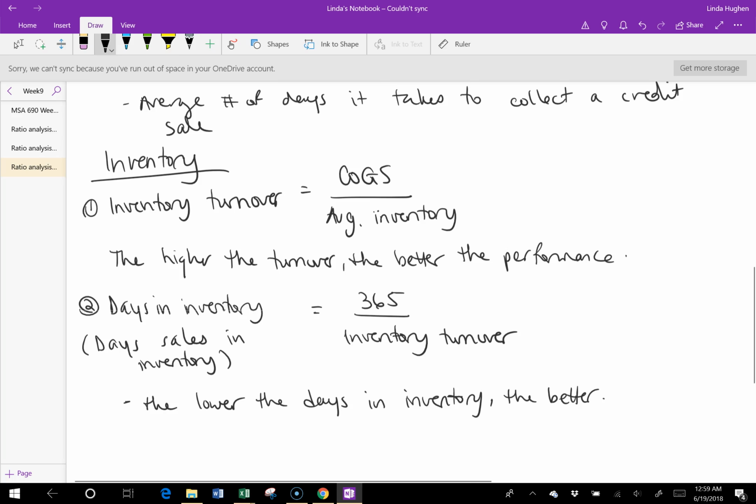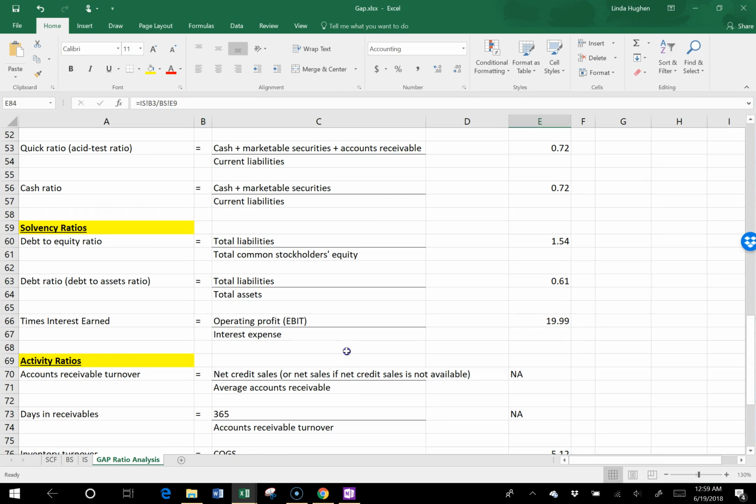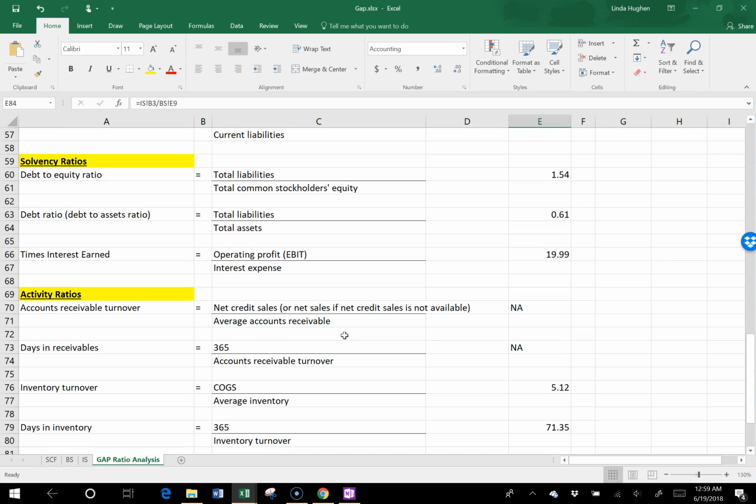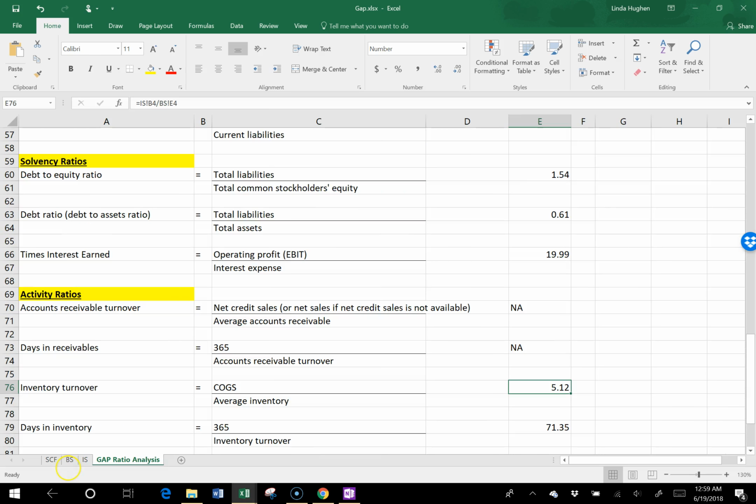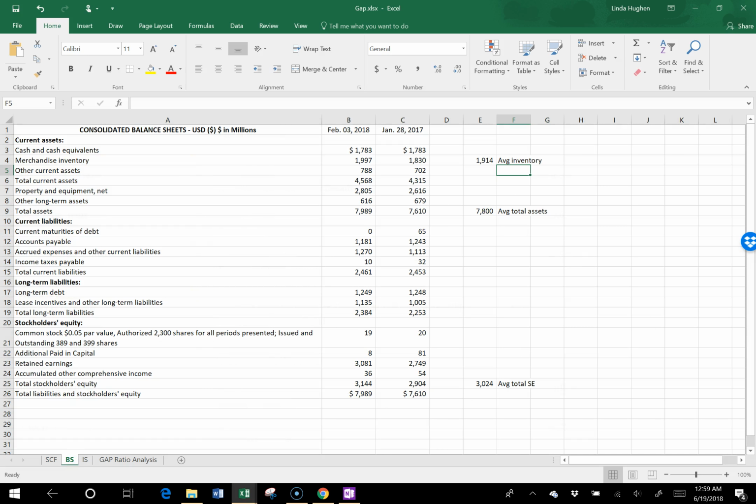All right, so let's look at these calculations for our three companies. Gap does give us the amount of inventory. So I've calculated here, take their cost of goods sold from the income statement and divide it by average inventory. Of course, I had to add in a line to calculate that average inventory.